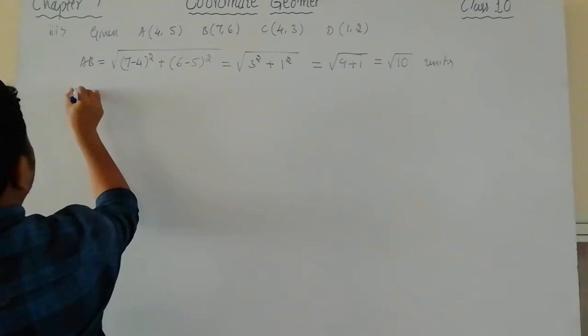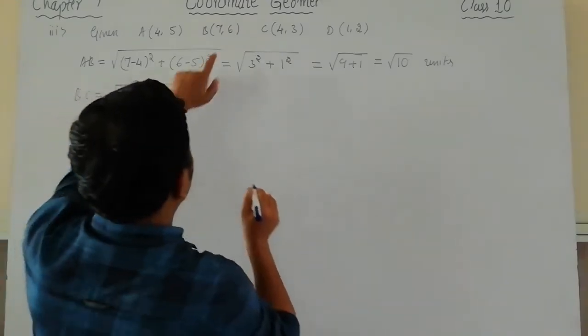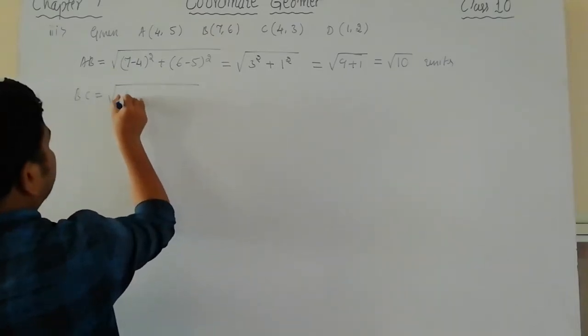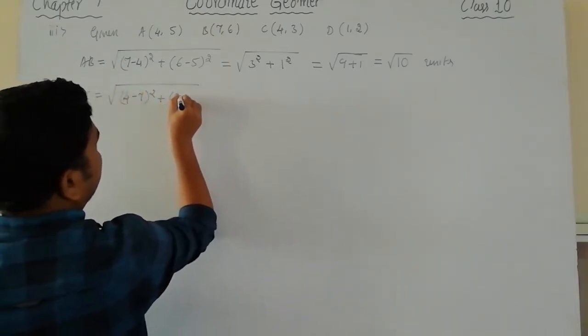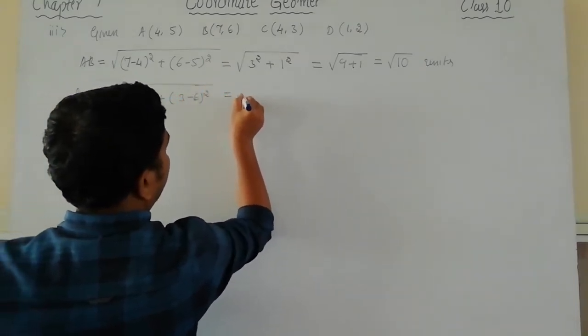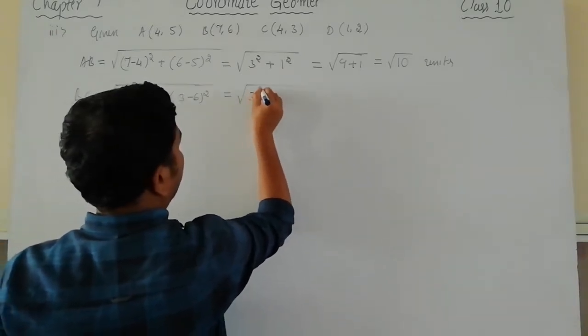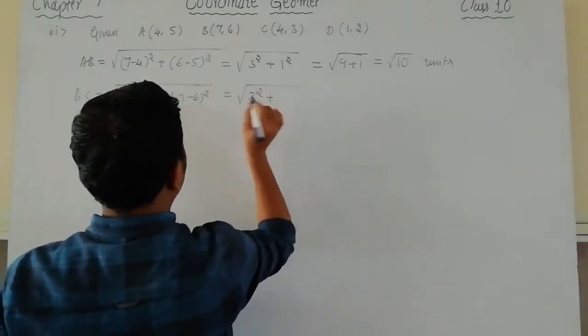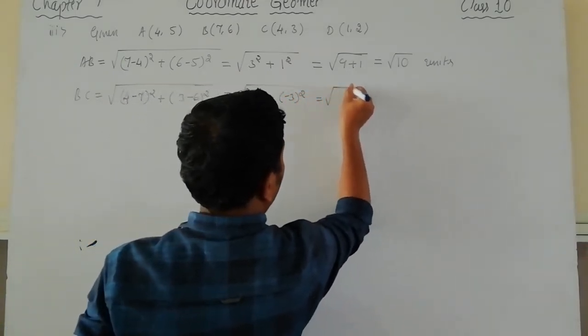Now AB is over. BC is equal to square root of, BC means this one, (4 minus 7) whole square plus (3 minus 6) whole square, which is equal to square root of 4 minus 7 means it will become 3 square, and plus here it will become once again minus 3 whole square, and then which is equal to square root of.